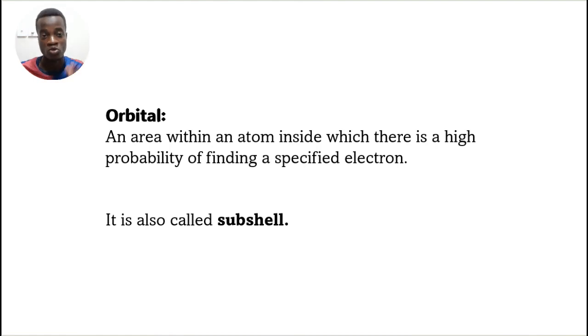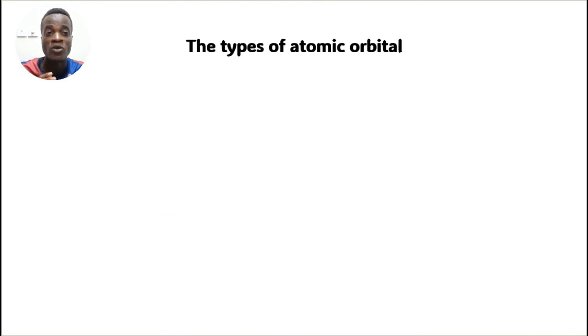So they are inside the shell. So orbitals, another name for it is subshell. Subshell is different from shell. Subshell is the orbital. Now there are types of atomic orbital. Yes, we talk about orbitals, right? The one we see in the different bodies, but then they also come in various types. So we need to look at that.